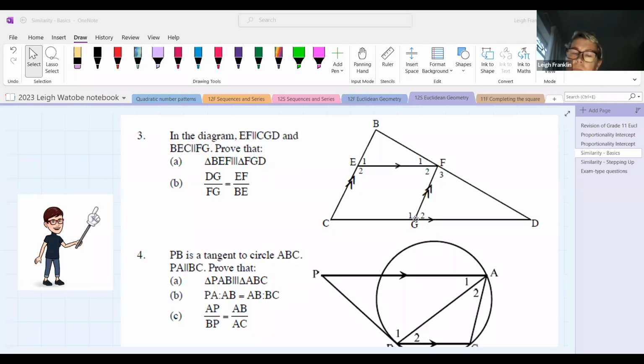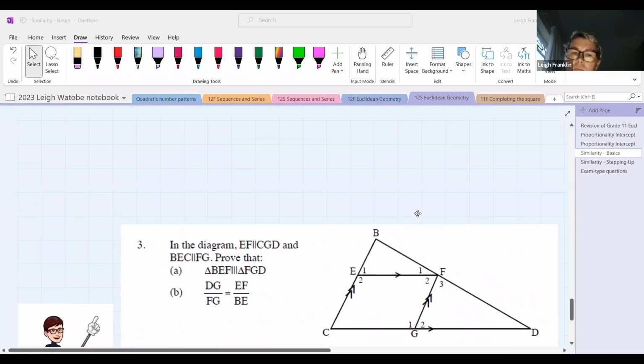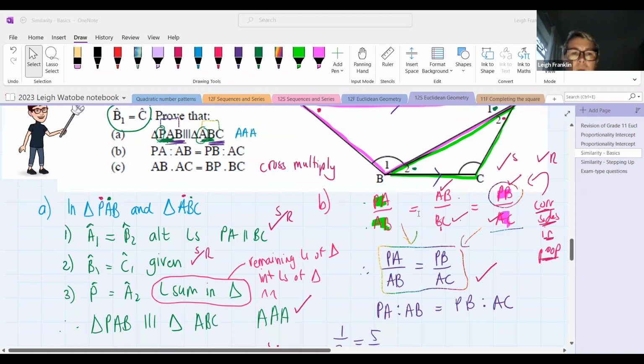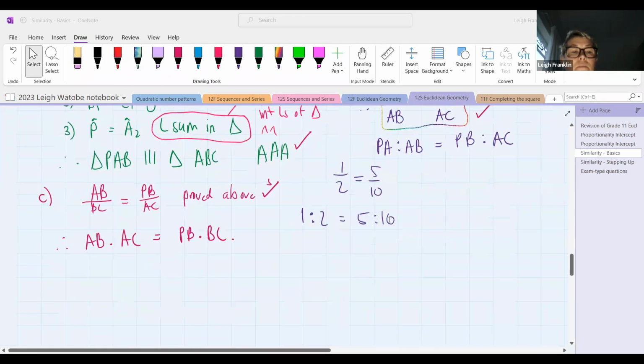I'm asking that you said in question C, we multiply. Yes, it was AB times AC equal to BP times BC, right? So if I wrote AB over BP, because we did cross multiply, equal to AC over BC, is that correct? If you write AB over PB equals BC over AC, that is correct. You can write that as well, absolutely.